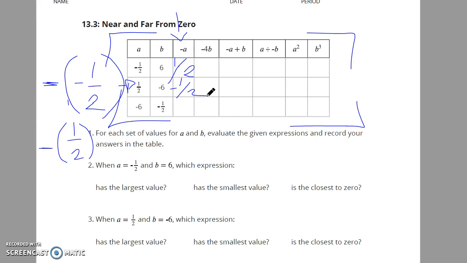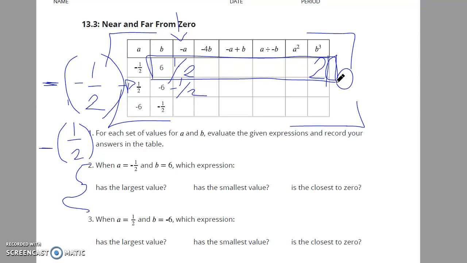Now, when you get to these set of questions, when A is negative 1 half and B is 6, which expression has the largest value? So you're going to look at your table up front and go, which one in this table of when A is negative 1 half or B is 6 has the highest value? So if we look at B equals 6, it's this row. B to the third degree is 216.